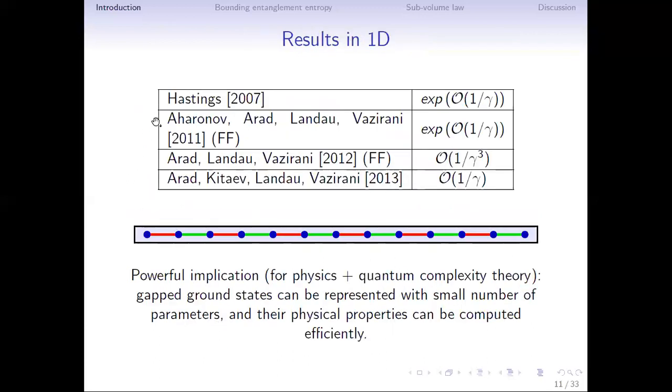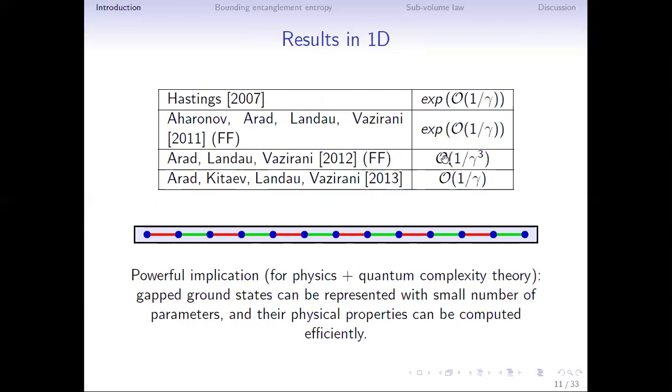In one dimension, this has been very well understood. In the breakthrough work, Hastings proved an upper bound on the entanglement entropy for every gapped 1D system. His upper bound was exponential in 1 over the gap. Soon afterwards, Aharonov, Arad, Landau, and Vazirani proved the same result using different techniques for the frustration-free systems.